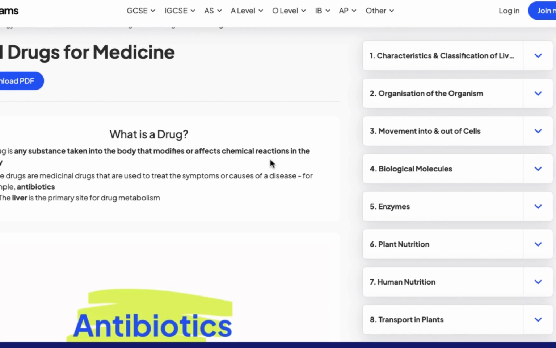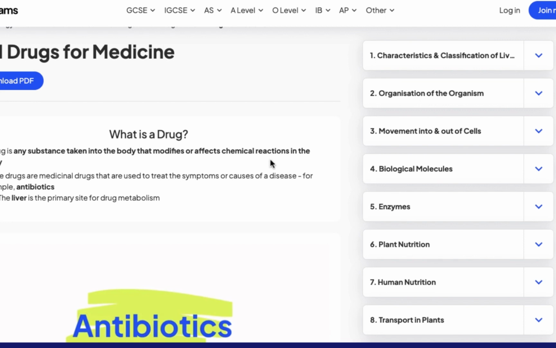So we define a drug. We say a drug is a substance taken into our body that modifies and affects the metabolic reactions in our body, the chemical reactions in our body, in order for us to be able to cope with the environment that we live in. So any substance that you take into your body to modify or to change the chemical reaction, the metabolic reaction in your body, is called drugs. Whether it modifies for good cause or for bad cause, it's called drugs.